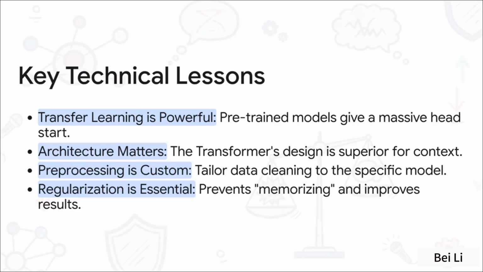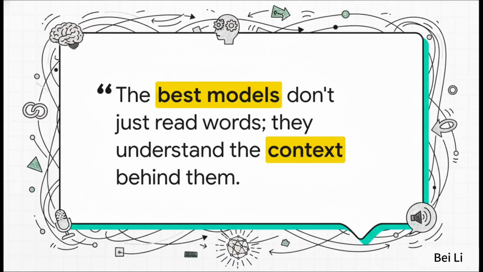Second, the architecture itself matters immensely. The Transformer's self-attention mechanism is just a superior way to understand context. Third, you can't have a one-size-fits-all approach to cleaning data. You have to tailor it to the specific model you're using. And finally, regularization is absolutely essential. It's what stops the model from just memorizing the training data and forces it to learn real patterns it can apply to new stuff. And that really brings me to my final core takeaway from this entire project.